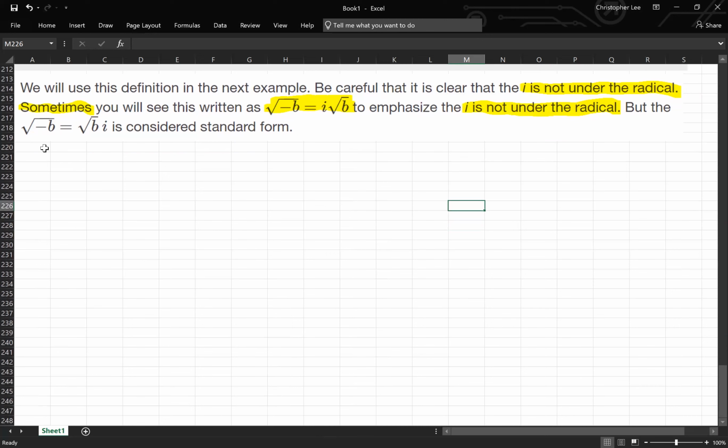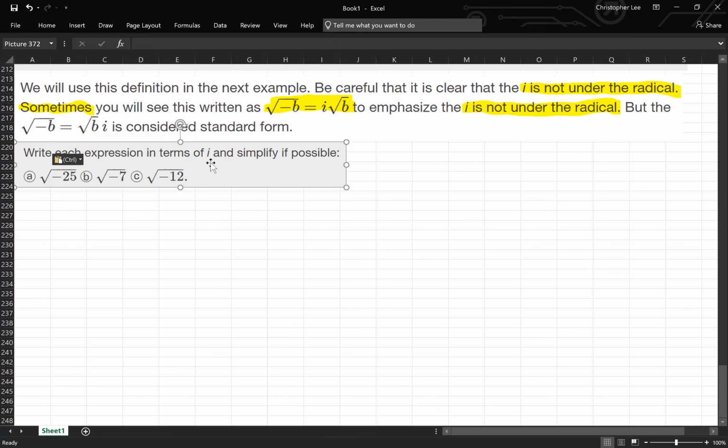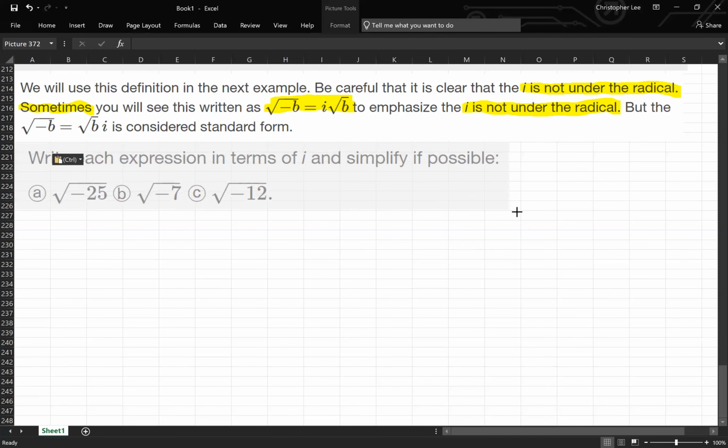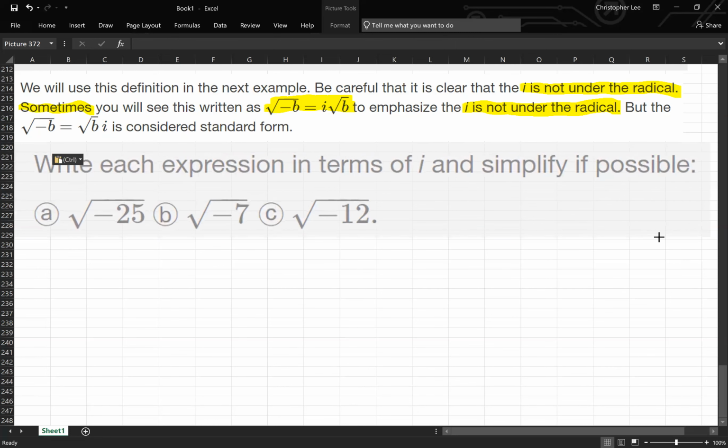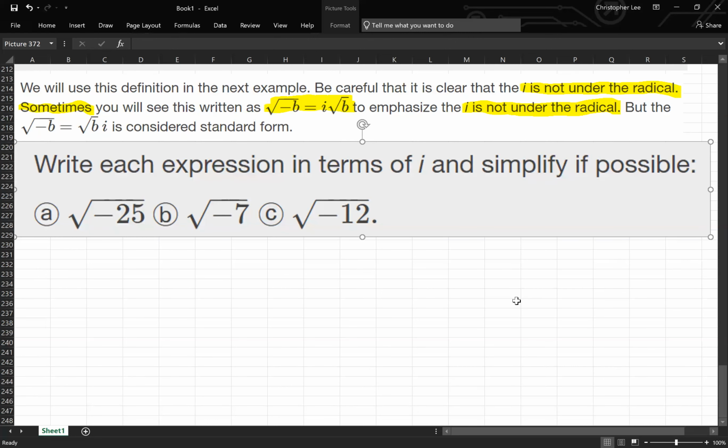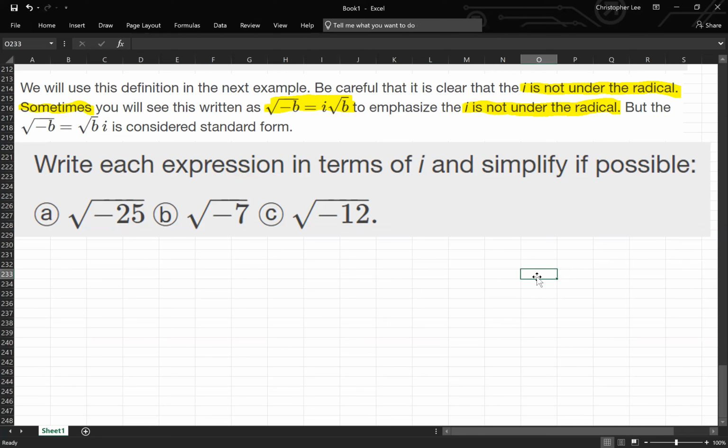So let me show y'all an example real quick of what I'm talking about. This is called complex numbers. Oh, that's another thing. We're going from regular numbers to complex numbers. So check this out. Let me look at A, for example. A is the square root of -25.